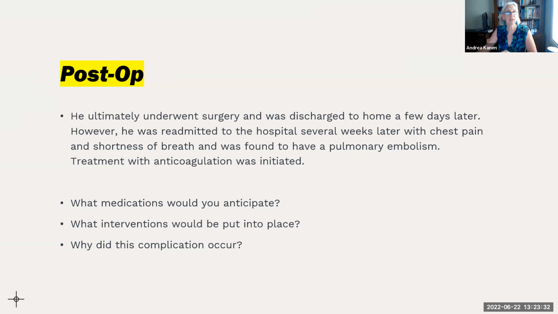Yes. I think it would, because now he's demonstrating that he's clotting, right? So that would definitely be an issue. So I would anticipate that he would probably be put on warfarin, possibly at this point. So why do you think that happened? That he had that clot?